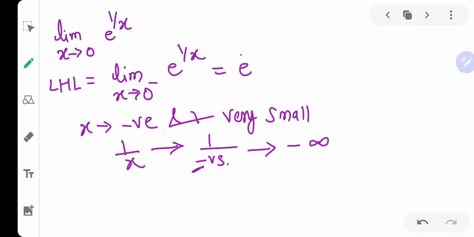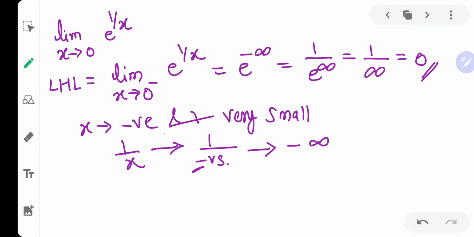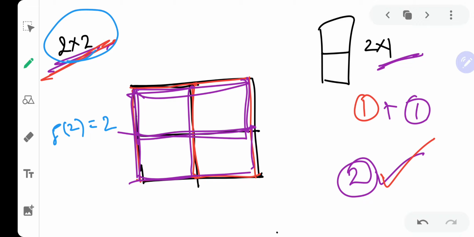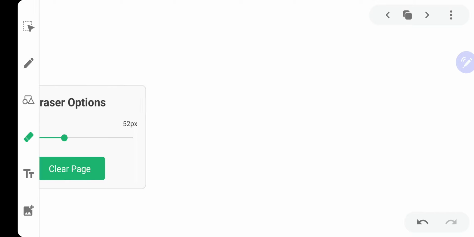So this question turns out to be e raised to minus infinity. Now what is e raised to minus infinity? It is 1 upon e raised to infinity, and e raised to infinity is infinity. So 1 upon infinity is 0. So as you can see, the left hand limit of e raised to 1 by x is nothing but 0. Very well. Now we will try to find out the RHL.